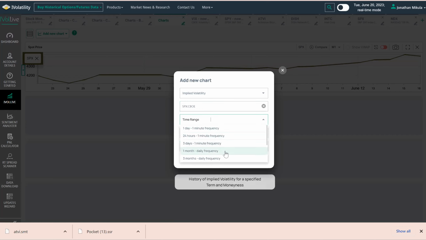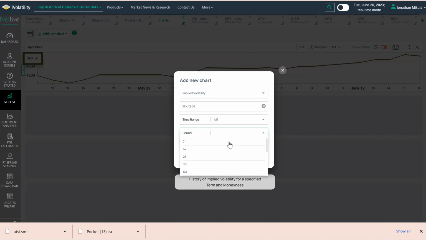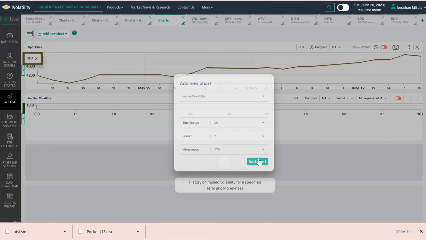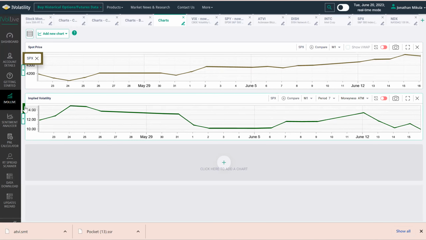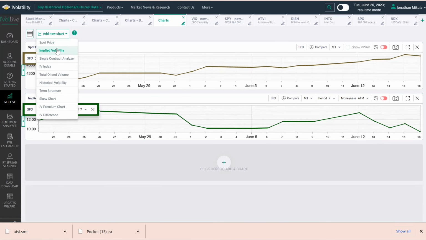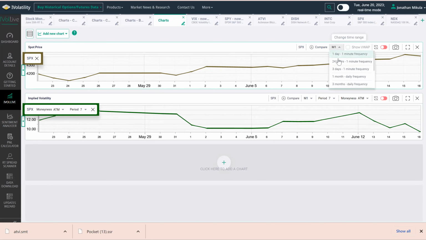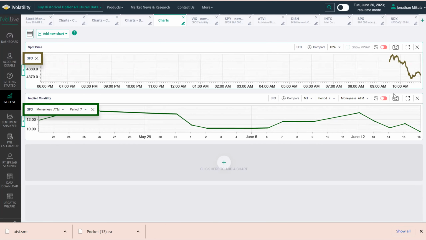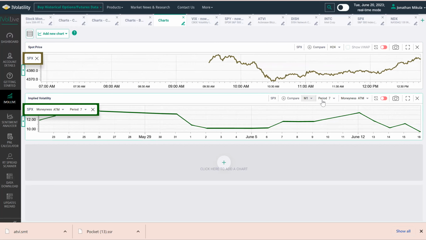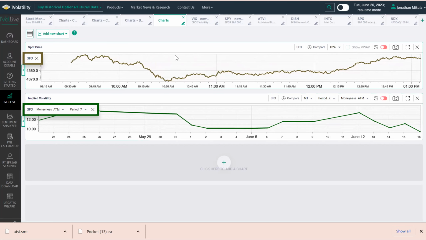You could do, what do we do? 1 month, apples to apples, 7, moneyness at the money. So you have implied volatility. And what's cool about this is for SPX, you're able to add all of these different charts, and then you can condense these timelines down as well. Like you don't have to do a month, you could do 24 hours. Here we have the shortest period possible.